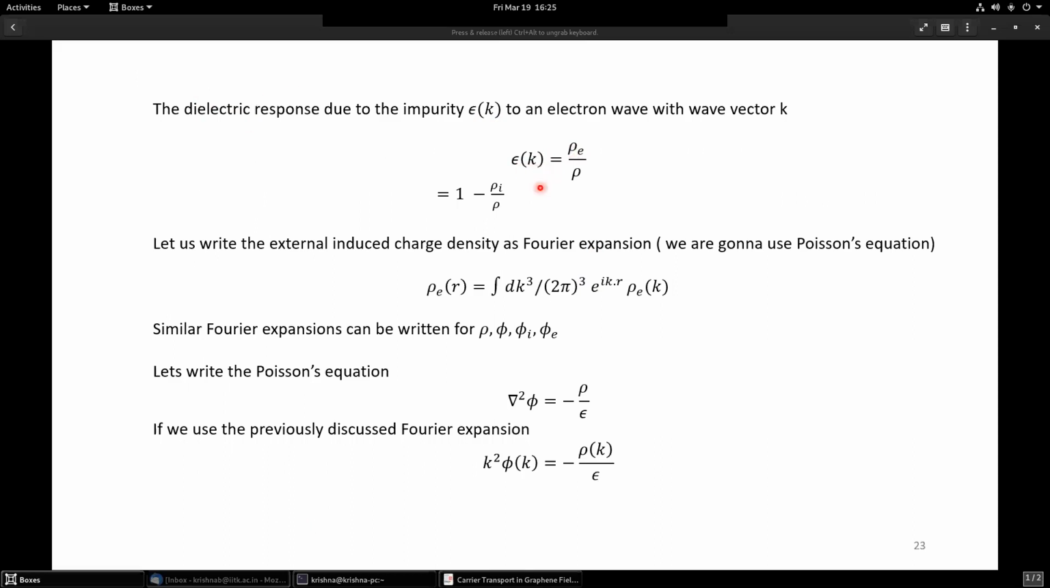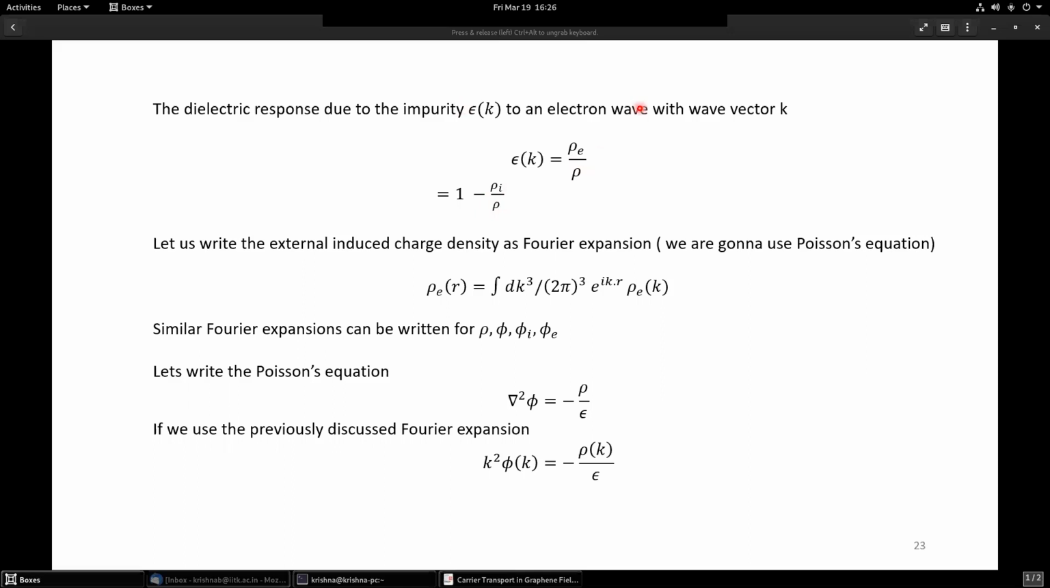The response depends upon the Fourier coefficient, and is given by this expression, which is rho e, the external charge density, by the total charge density rho. This is the way in which the material responds to the charge density. Let's say you have a dopant, because of the induced charge density, you have a total charge density rho, right? So this induced charge density can always be written as rho total minus the external and the induced, right? I'm sorry about confusing the names.